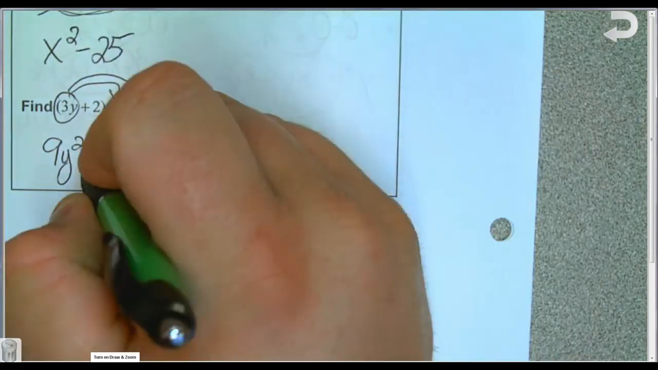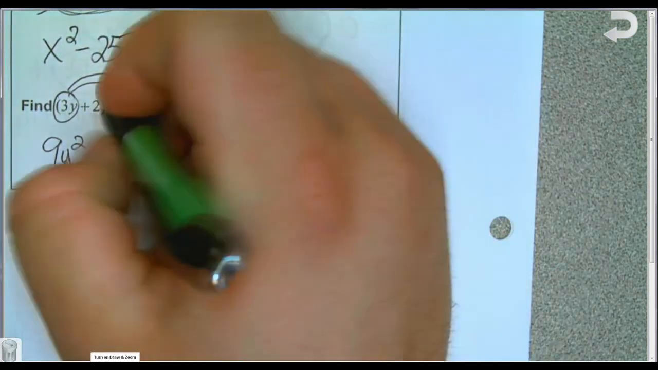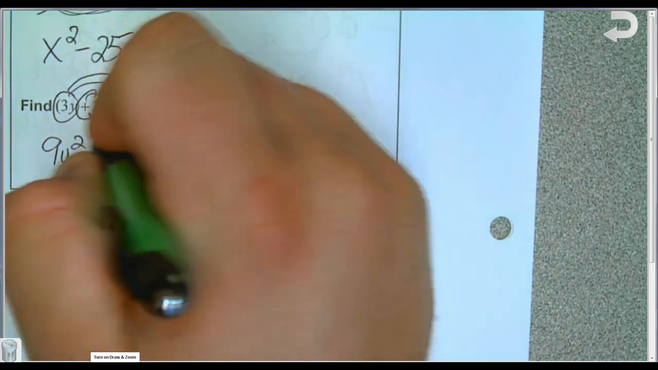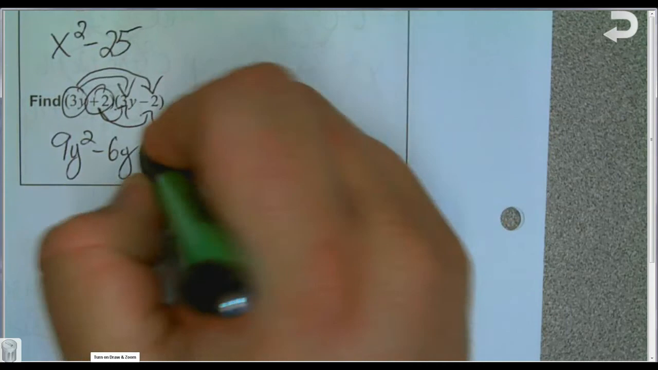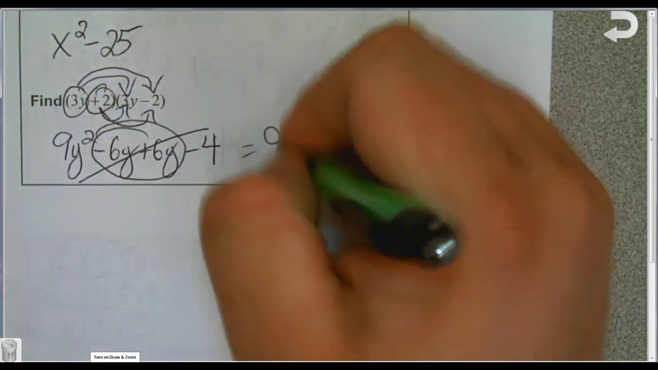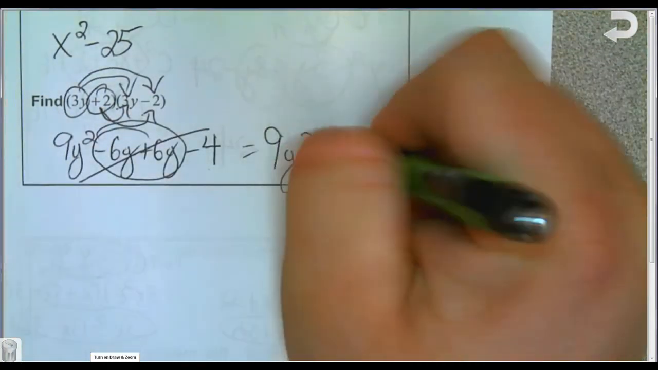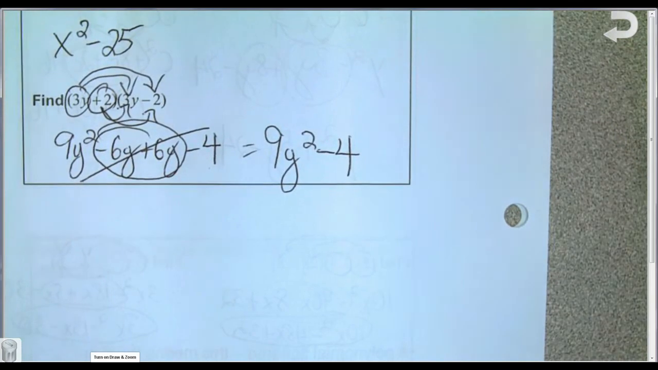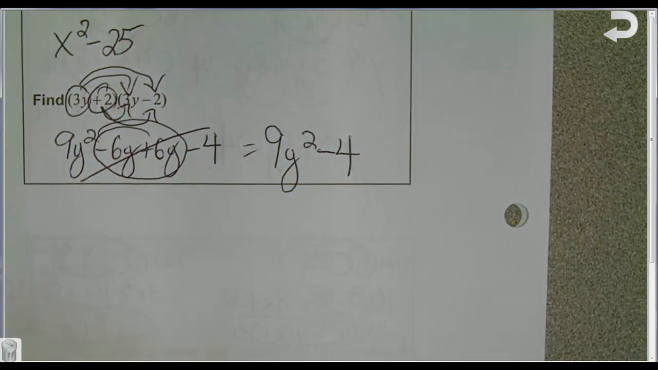9y squared minus 6y plus 6y minus 4. Combine the like terms in the middle, they eliminate. 9y squared minus 4. Okay, that completes the notes for this section.